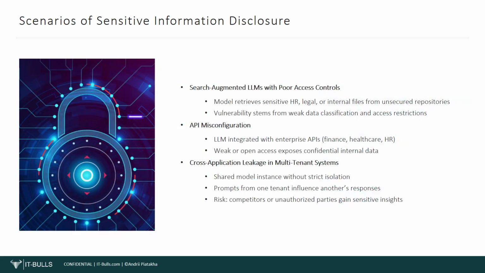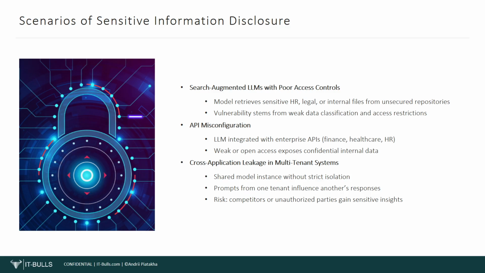Another scenario involves search-augmented LLMs pulling from unsecured sources. Suppose a company uses retrieval-augmented generation connected to its internal document repository. If the repository contains unclassified sensitive files, say HR records or legal drafts, the model may retrieve and expose those documents when asked a broad or cleverly phrased question. In this case, the vulnerability lies not in the model itself, but in poor access controls around the connected data sources.